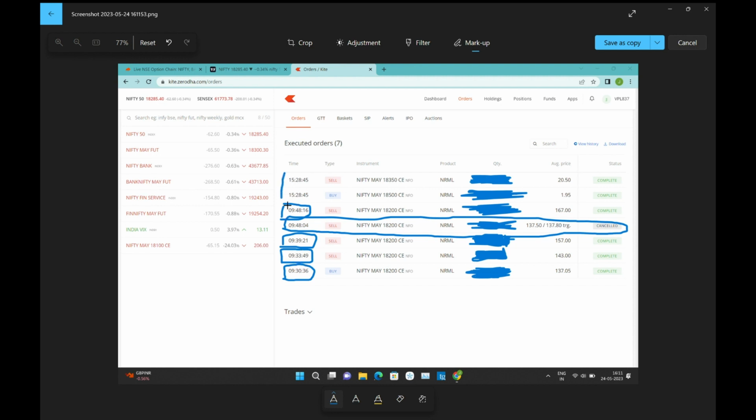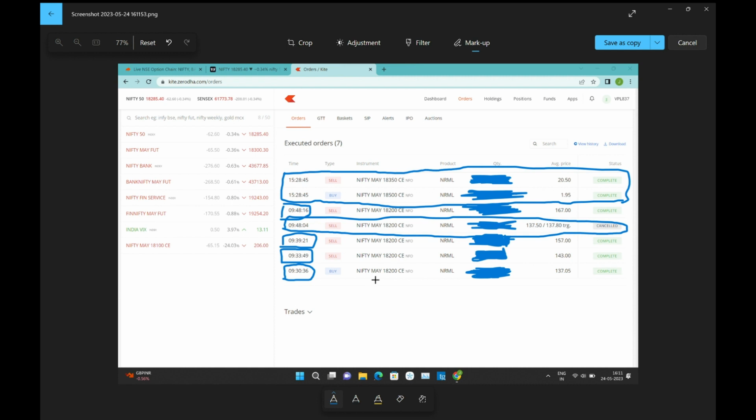And these are some selling positions I have created for tomorrow, because tomorrow is expiry and I think I will get some good decay in the morning in the 18,350 strike price. For tomorrow I sold the 18,350 strike at an average price of 20.